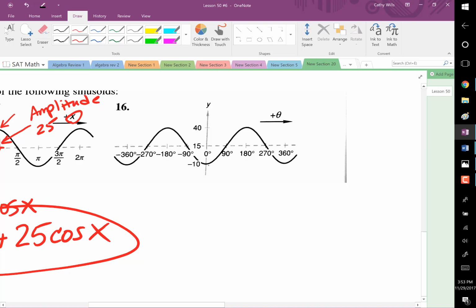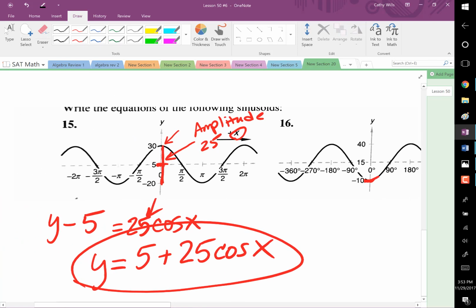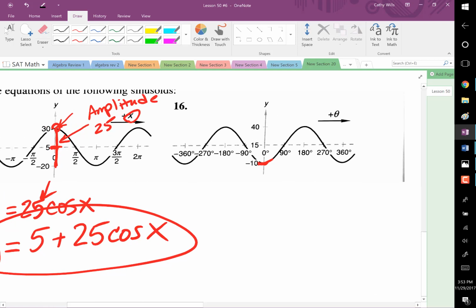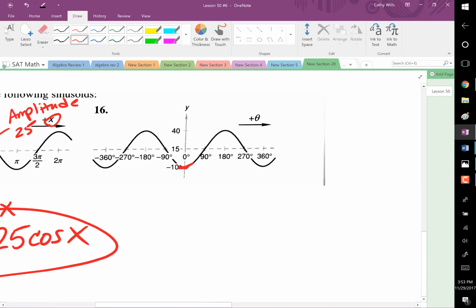So this starts at the bottom of the hill down here. So it's going to be a negative cosine function. If it starts at the top of the hill like this one, top of the hill up here, then it's a positive cosine function. If it starts at the bottom of the hill when x is 0, then it is a negative cosine function. So this is going to be y equals negative cosine theta. We're using theta this time because that's what they're doing.